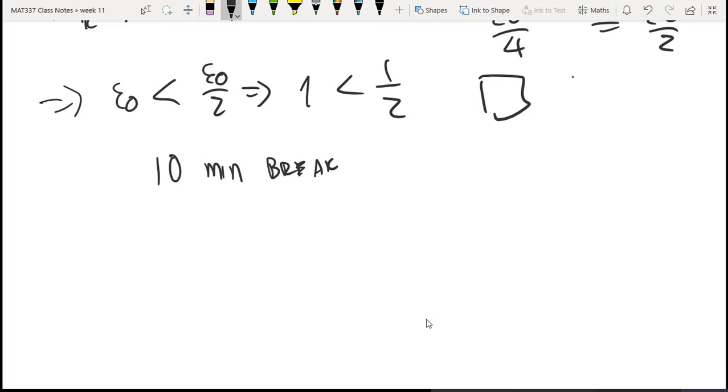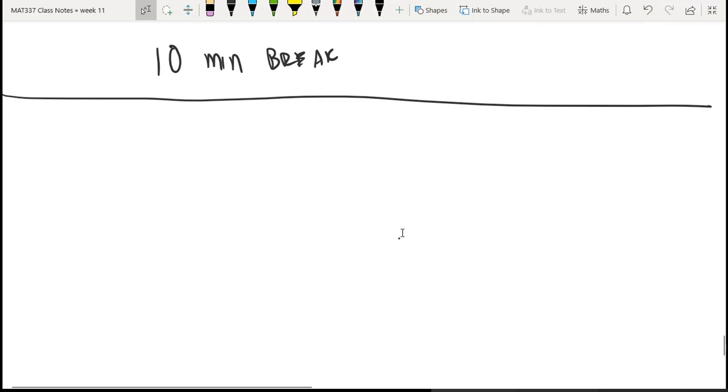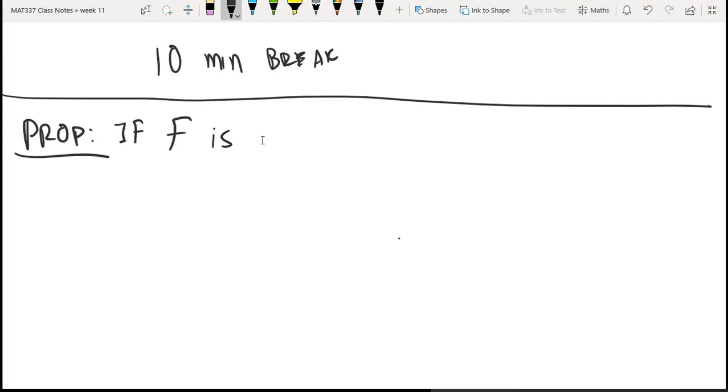Right. So yeah, one more thing about equicontinuous. Proposition. So you will need this for one of the homeworks. If F is equicontinuous, so when the underlying set is compact, we always mean uniformly by the previous theorem.